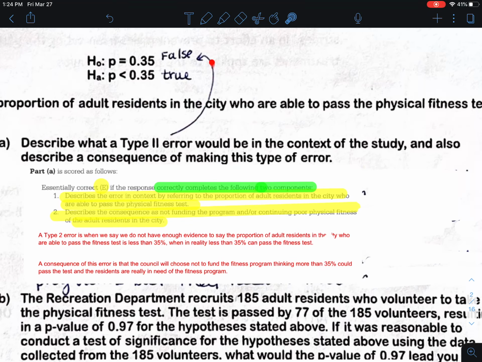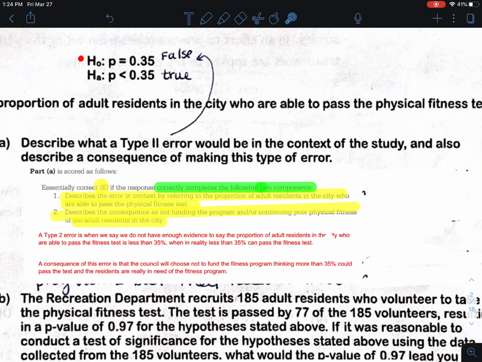Okay, I went ahead and made a note. A type 2 error is when your null hypothesis was actually false, but we failed to reject that. Okay, so to get an E, you have to describe the error. It has to be in context, okay? So we could say a type 2 error is when we say that we do not have enough evidence to say that the proportion of adults in the city who are able to pass the test is less than 35%.